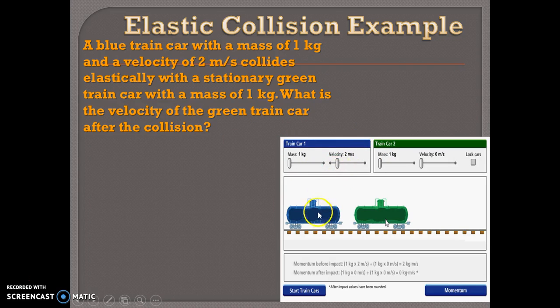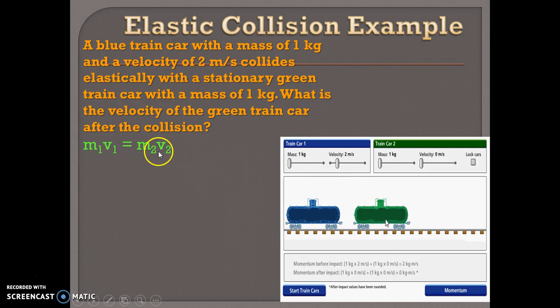If this one is going 2 meters per second in the beginning, once they collide, it will transfer its momentum to the object of equal size, and now the green train car is going to move off at, you guessed it, 2 meters per second. Mathematically, here's how we would support that conceptual idea.